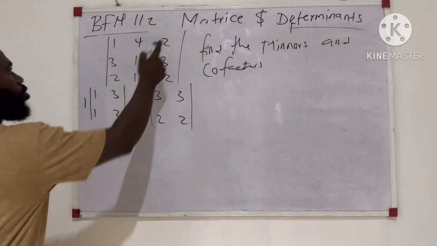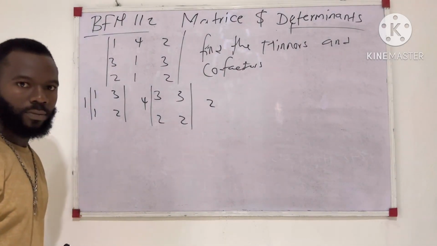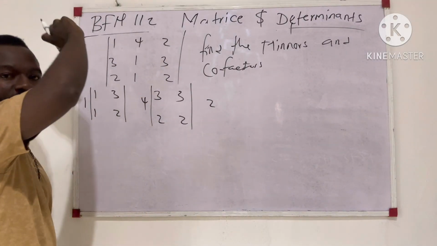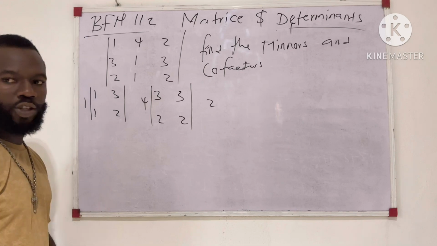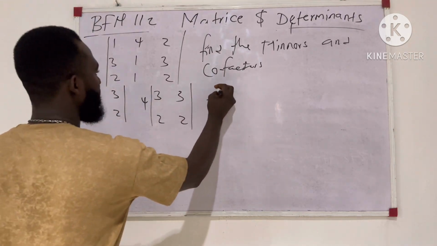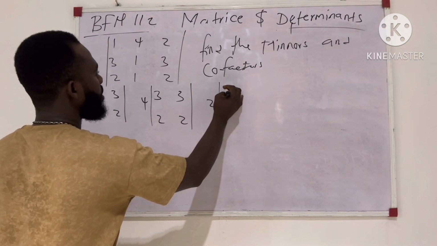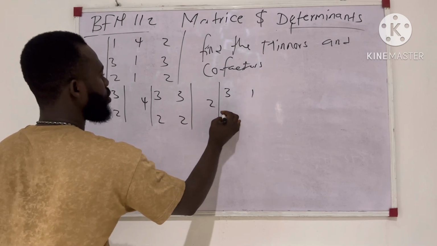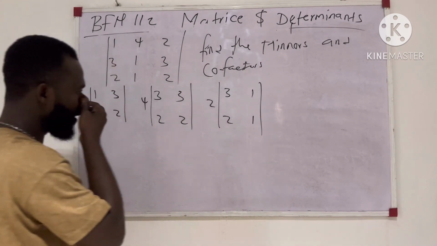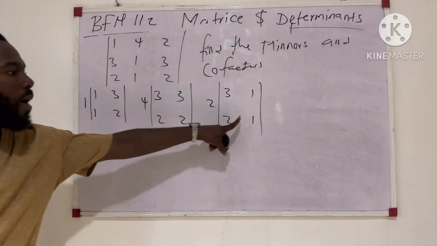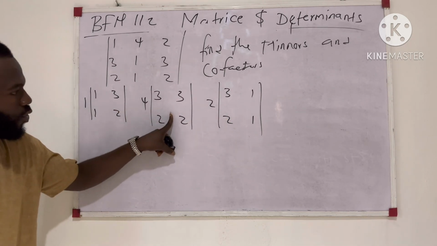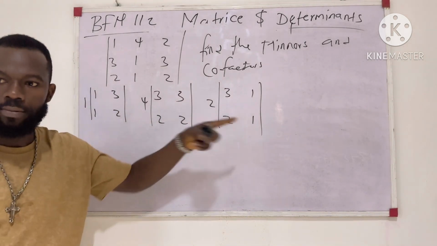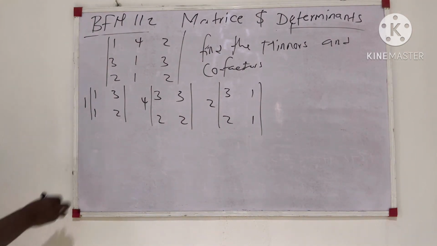Next one, 2. The number beside 2 don't write. The number below 2 don't write. What do we write now? Here becomes 3, 1, 2, and 1. These are our what? M11, M12, and M13. Let's go to the next one.